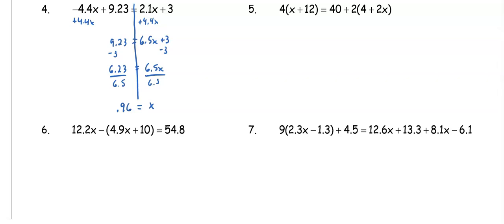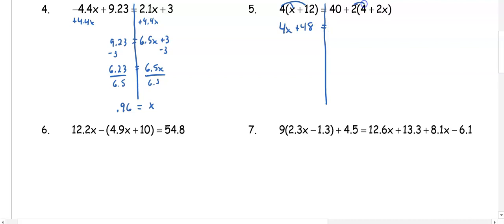In number 5, on the left-hand side, we have parentheses. So we get 4x plus 48 equals, and on the right-hand side, we also have parentheses, 40 plus 8 plus 4x. So on the right-hand side, we need to combine that 40 and 8, which gets us 48. So we have 4x plus 48 is equal to 48 plus 4x. 4x is the same variable on both sides, so when we subtract 4x, we get 48 is equal to 48. That is true. Those are the same number, so this is going to be infinitely many solutions.